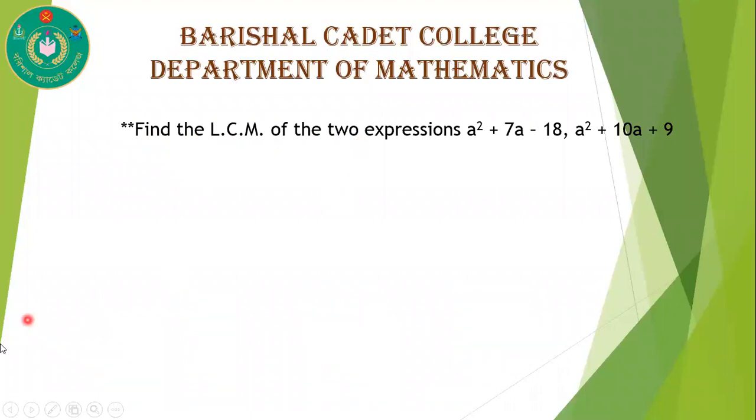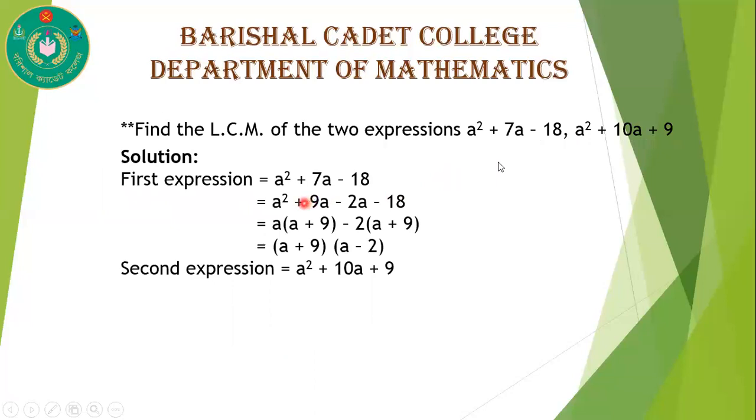Find the LCM of the two expressions. Now the first expression, a square plus 7a minus 18. Now we apply the middle term method. Then we can write a square plus 9a minus 2a minus 18. Here a is common, then we can write a plus 9. Here minus 2 is common, then we can write a plus 9, since minus into minus equals plus. Here a plus 9 is common. Then we can write a minus 2.